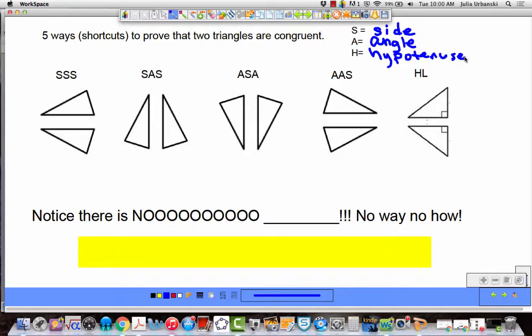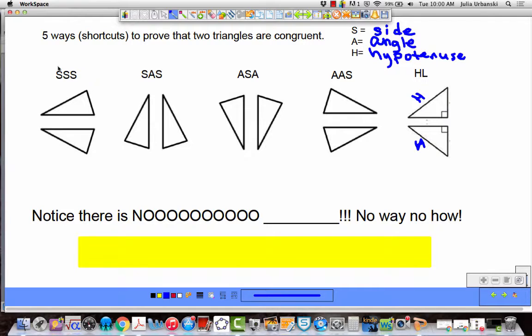When do you have a hypotenuse? There's only one time that you have a hypotenuse. A right triangle, yes. Only right triangles can have a hypotenuse. It's the side across from the right angle. None of these other triangles have a hypotenuse. So H, L, the L is going to stand for leg. That only happens when it's a right triangle.